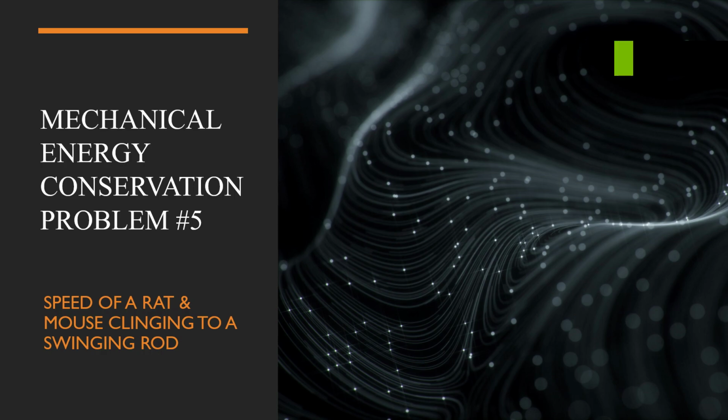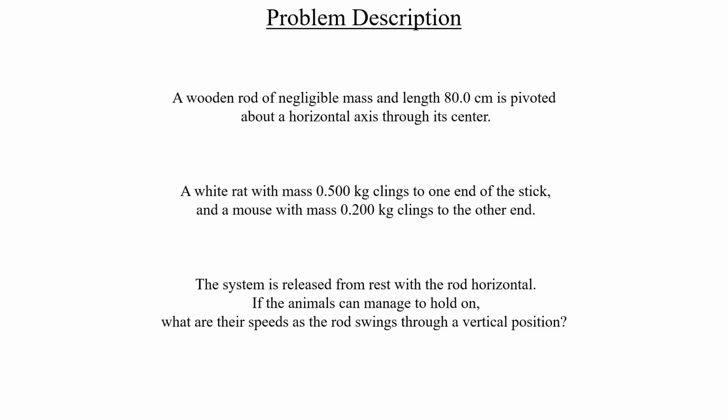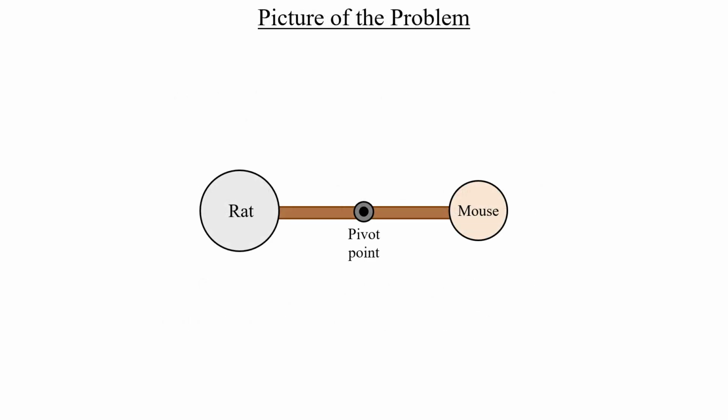Let's finish the week with just one last short problem. We have a rat and a mouse that are clinging to opposite ends of a rotating rod, and our job is to use energy conservation to determine the speed of each animal once they move into a vertical position. Now, I'll admit, I'm not the best when it comes to drawing animals, so let's pretend like these circles here represent a rat and a mouse.